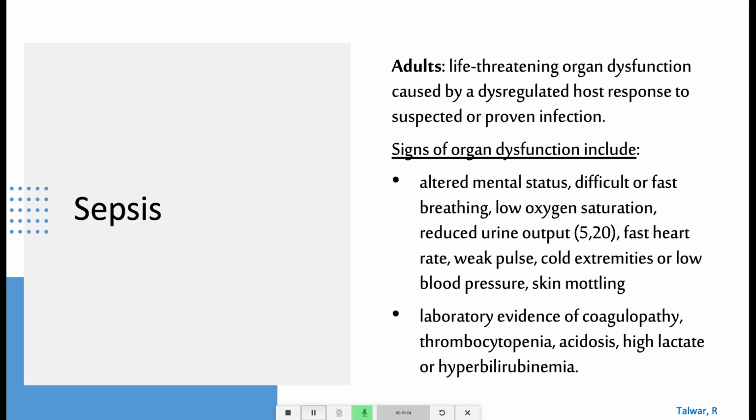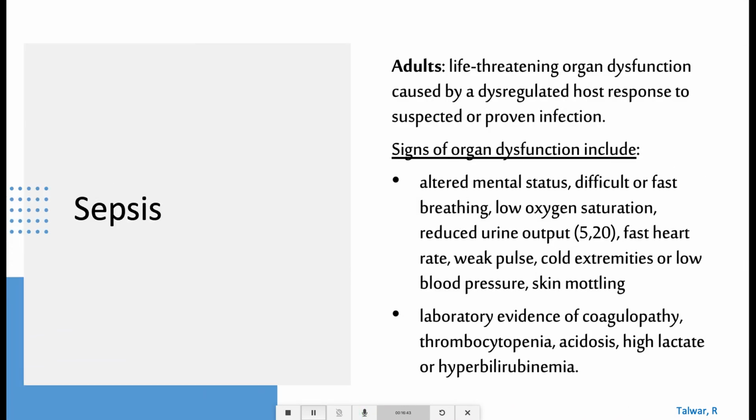These are the things that they're seeing in adults with sepsis. So life-threatening organ dysfunction caused by a dysregulated host response to suspected or proven infection. And the signs and symptoms are listed here.